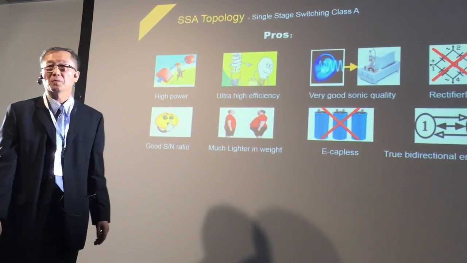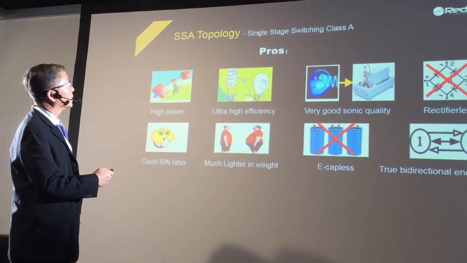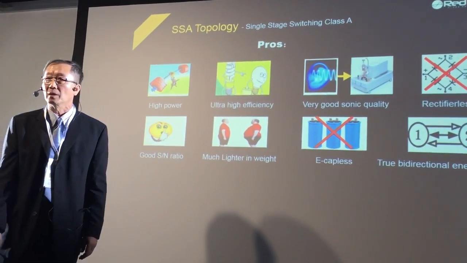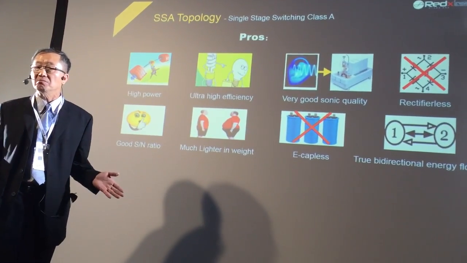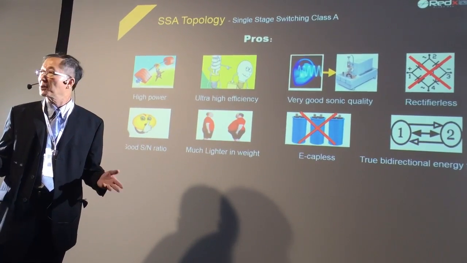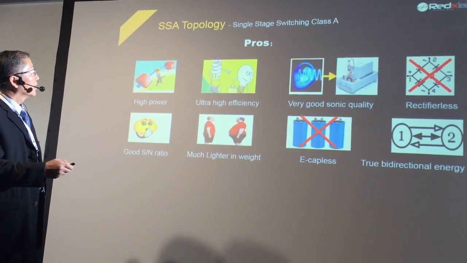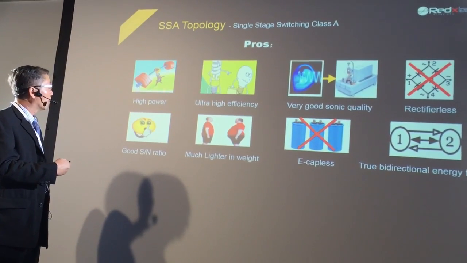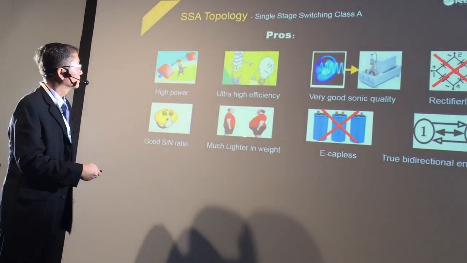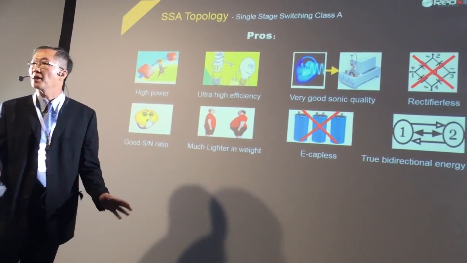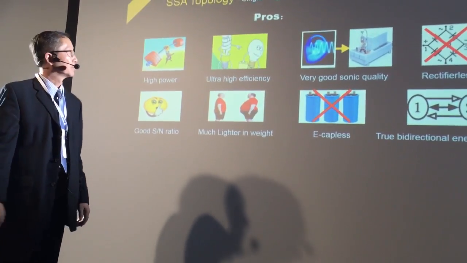We're going to talk about our new invention, which is called the SSA topology, the single stage switching Class A. I'm going to go through this in detail. What is a single stage? Why is it like a Class A? How does it compare to existing switching topologies like Class D? First, this topology offers very high power, good signal to noise, and much lighter weight than any other topology. Ultra high efficiency, much higher than Class A, Class A much higher than Class AB, and also much higher than Class D. I'm going to go through it.